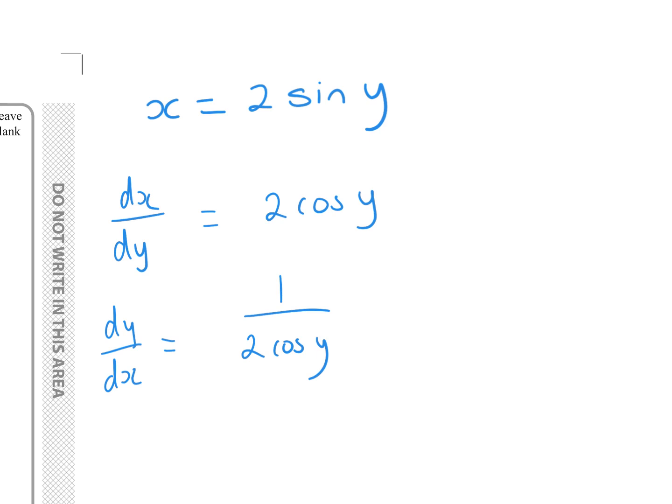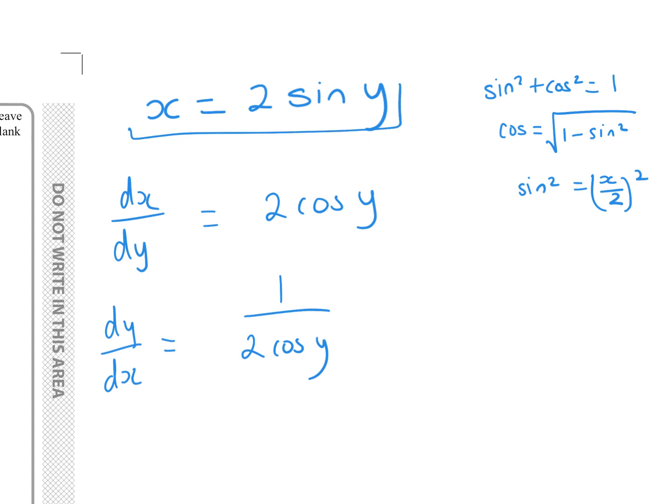Yes. Okay. What fact do we know? Sine squared plus cos squared equals 1. So cos equals square root 1 minus sine squared. What does sine squared equal? X over 2, squared. So I rearrange this. So now we're going to have 1 over 2 root 1 minus x squared over 4.